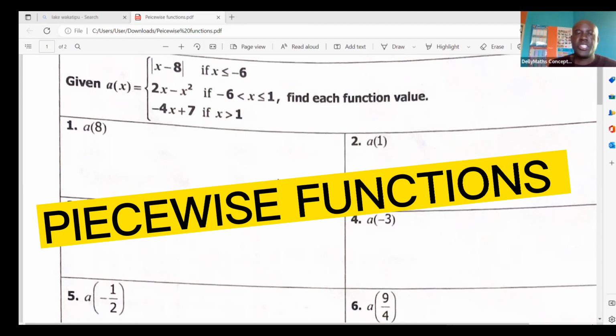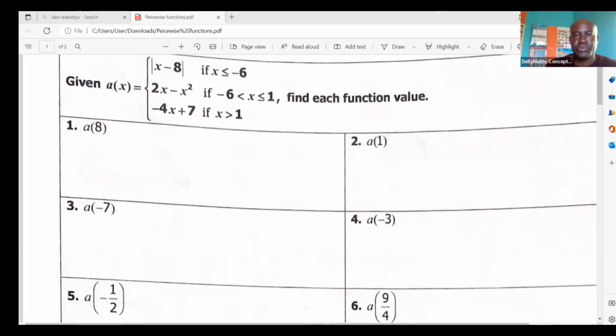What we're looking at in this section is how we evaluate piecewise functions. Here we have a function that reads: a of x is equal to the absolute value of x minus 8 if x is less than or equal to -6. So we are seeing the conditions, right? You have to pay attention to that.